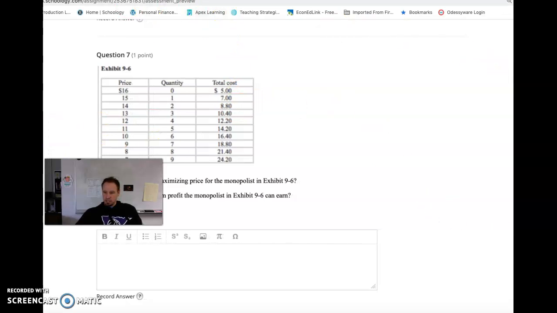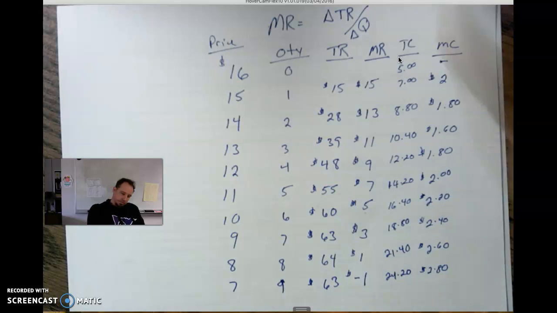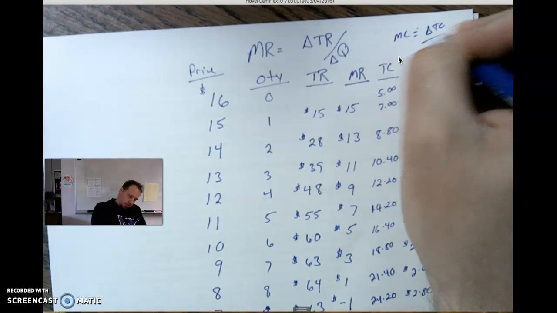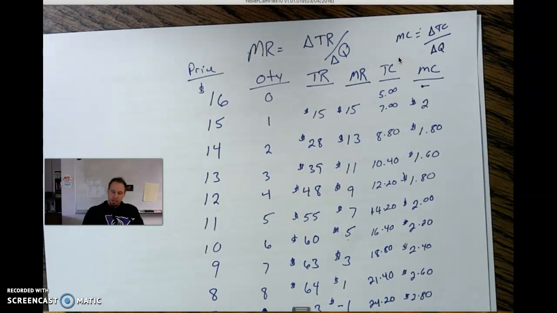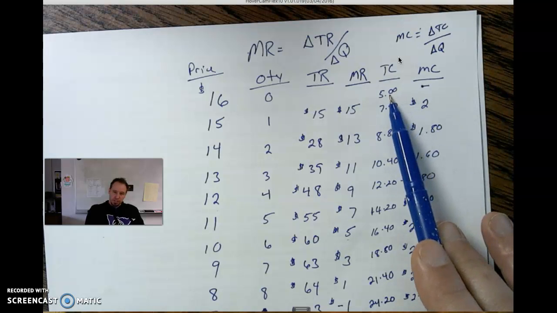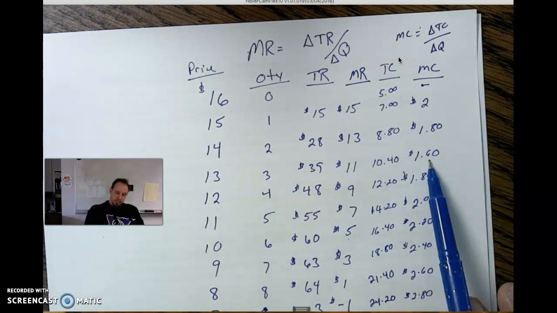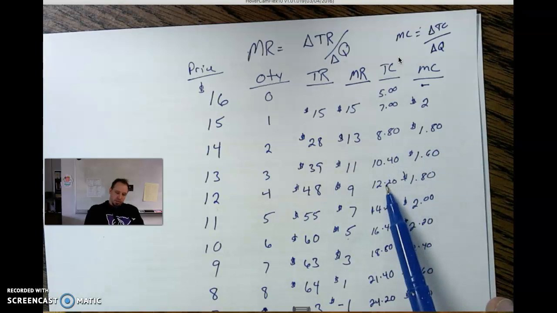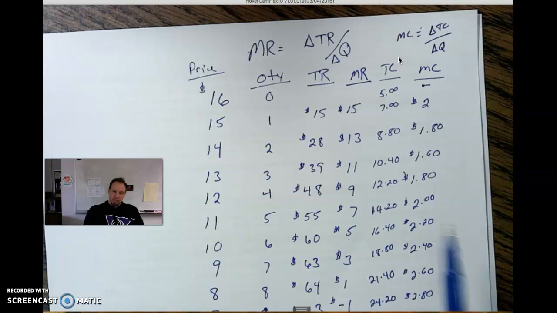To do that, marginal cost is equal to change in total cost over change in quantity. Again, all quantity changes are 1, so whatever our change in total cost is. So 5 to 7 is 2, 7 to 8.80 is $1.80, 8.80 to 10.40 is $1.60. So we're seeing our marginal costs fall, and now they start to increase again. 10.40 to 12.20 is $1.80, 12.20 to 14.20 is 2, and on down the line.